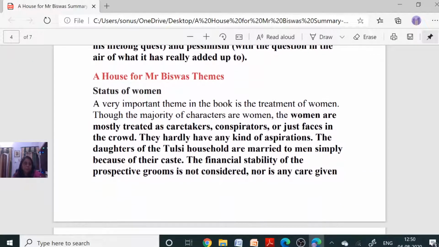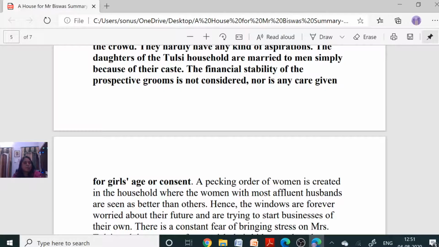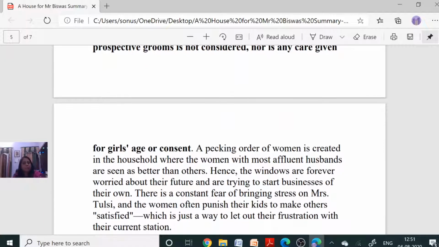This fiction projects the status of women. They are mostly treated as caretakers, conspirators, or just faces in the crowd. They hardly have any aspirations. The daughters of the Tulsi household are married to men simply because of their caste. The financial stability of the prospective groom is not considered, nor is any care given for the girl's age or consent. The only thing is that they should be married within their own caste.